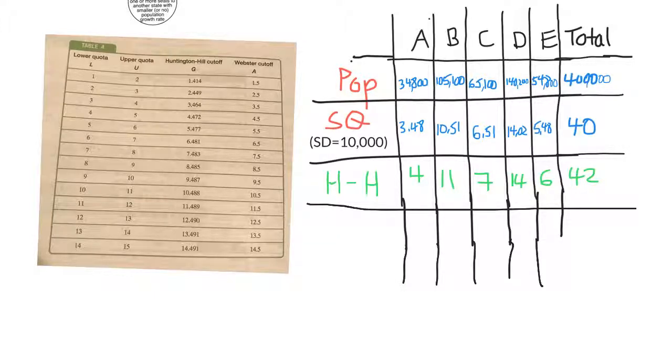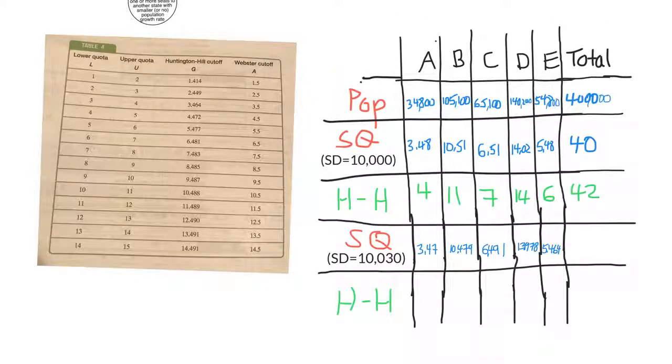So what we can now do is come up with a different standard quota, based on making the standard divisor a little bit larger. We're going to make it 10,030. So were you to use the standard divisor of 10,030, you would end up with the following standard quotas. You would get 3.47, 10.479, and so on. And now that we bumped up the standard divisor, these are each going to be a little bit smaller, and that's going to result in the rounding maybe being different.